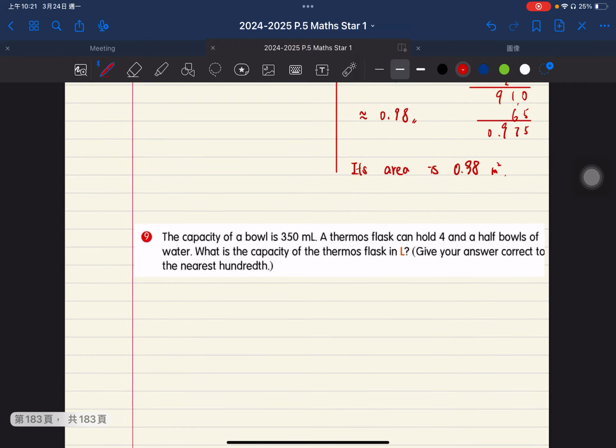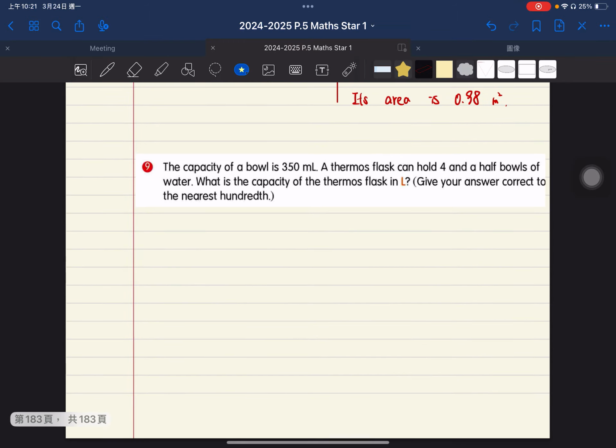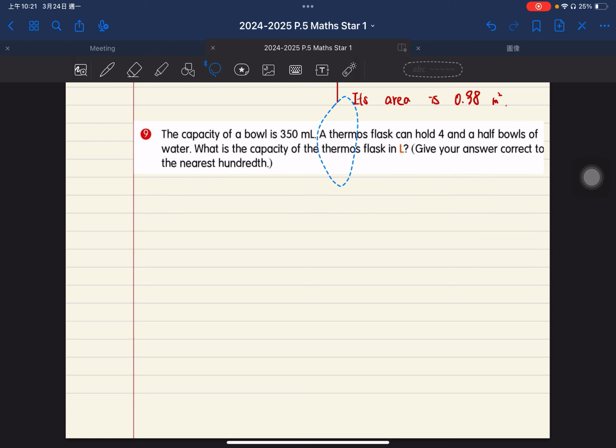Okay, so this is also one of the examples from the book. We may do it together and then you may have a look. There is a bowl which is 350 milliliter, and it could hold 4.5 bowls. So we have to have the ability to figure out 4.5. What is the decimal? It is 4.5. What is the capacity of the thermos flask in liter?